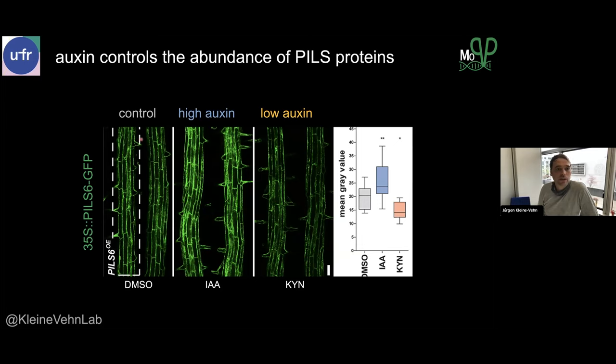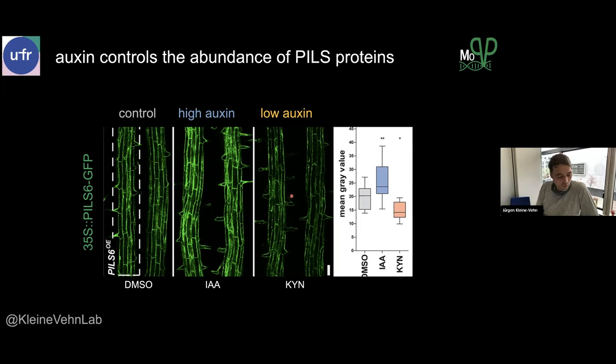So here you see the control condition and seedlings that we exposed to high auxin, and we saw indeed an upregulation despite the fact that we use a constitutive promoter. So assuming again that the turnover of the PILS is reduced. And we did the opposite by blocking auxin biosynthesis, inducing low auxin conditions, and we saw the opposite, so the PILS would indeed downregulate.